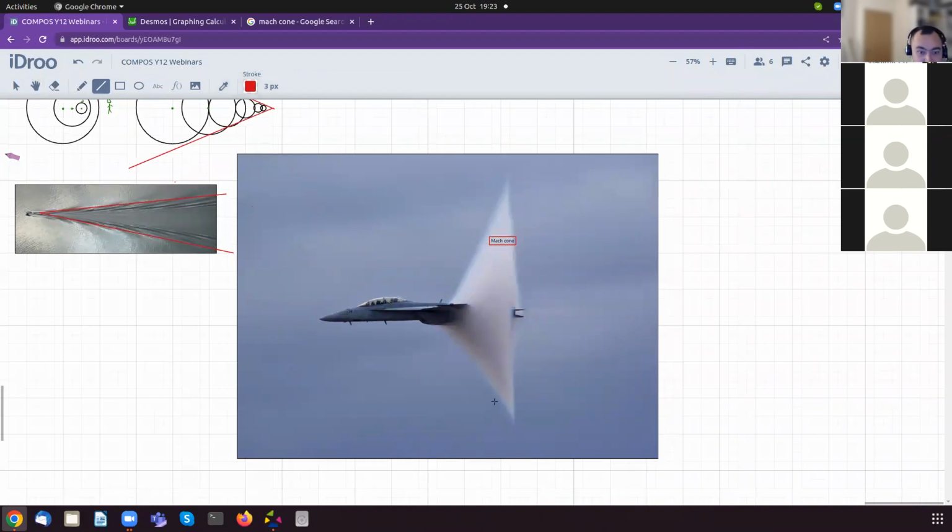And the thing is that if you draw this cone, because the plane is traveling faster than sound, if you're standing here, you will hear absolute silence. And if you're standing here, you will hear a very loud noise, very loud. Okay. And this is what's going on.